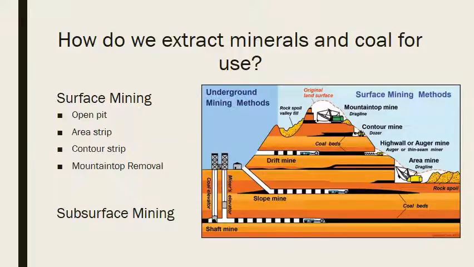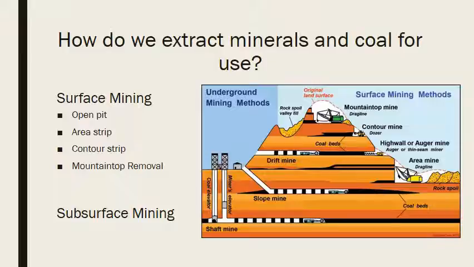So there are several ways in which we extract minerals and coal for use. The most common way is through surface mining. Surface mining seeks to gain access to minerals or resources that are found near the Earth's surface. So there are four major types of surface mining. The first one is the open pit mine. So the open pit mine is one in which layers are removed going down in a concentric circle to the bottom of a pit where the resources are concentrated. So that's typically like an open pit, literally, that you're going to find the resources at the bottom.